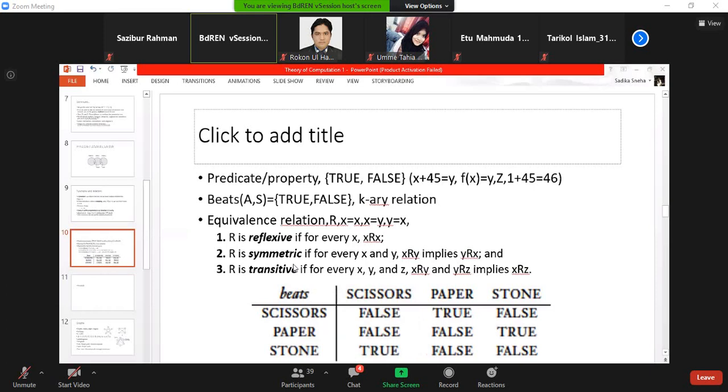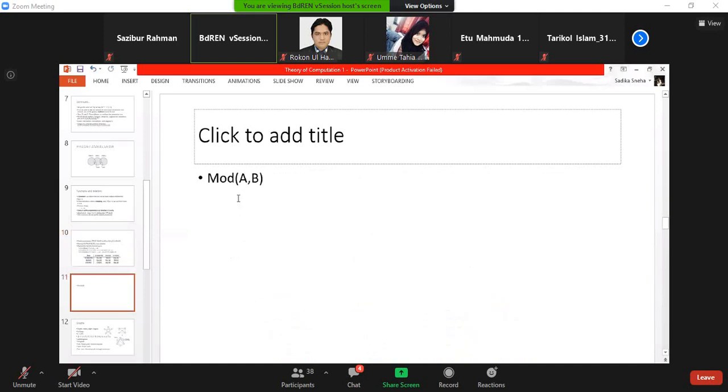we can say that the two relations are equal. The relation between these things is equal. So we want to prove that there is an equivalence relationship between these two things. So let's say 10 mod 3. This is the relationship we want to prove.